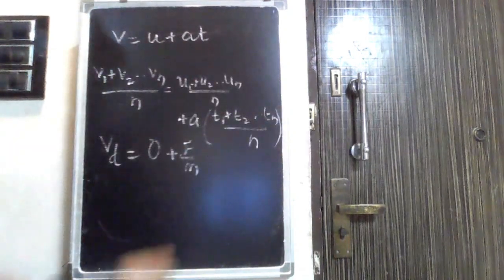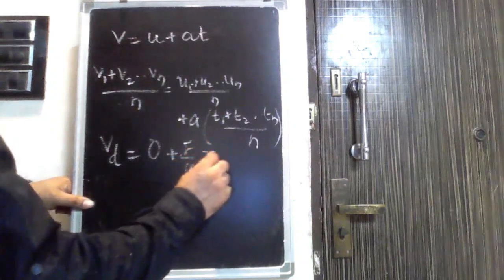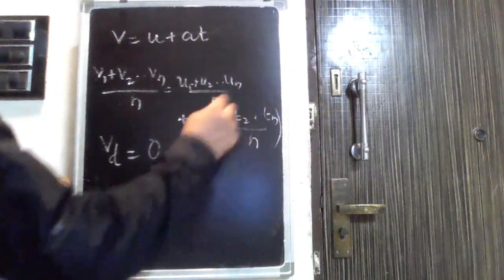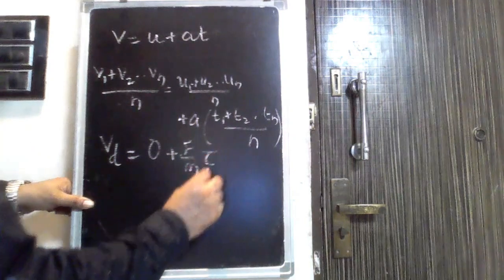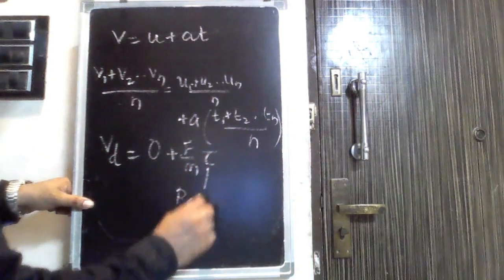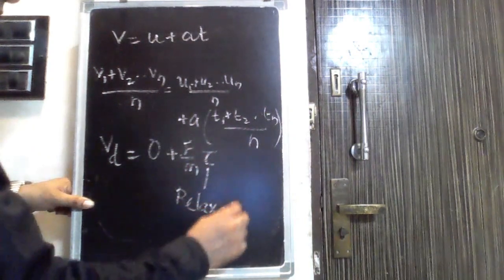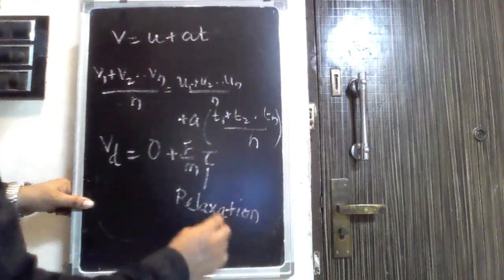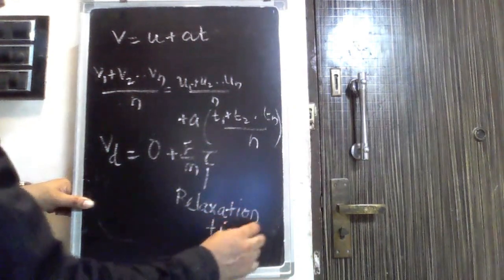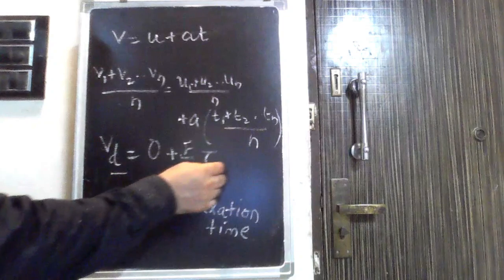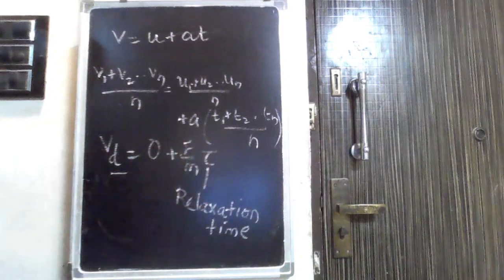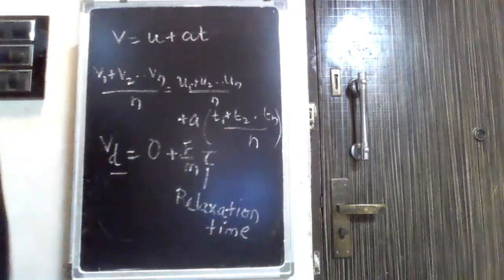So this is the average time taken between collisions. The average time taken between collisions also has got a name now. It's called tau. So tau is the average time taken between collisions. This tau is called relaxation time. So relaxation time is once again the average time taken. So it's an average speed, average time, and a constant acceleration mass.